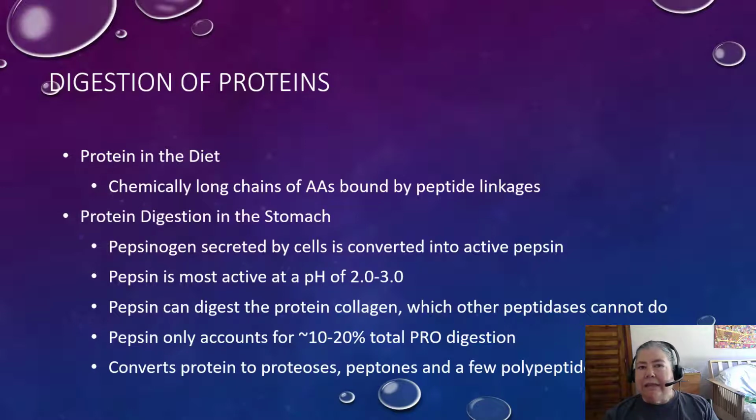Pepsin is the only proteinase that can digest the protein called collagen. The other peptidases that are going to be added in the small intestine can't do that. But pepsin only accounts for 10 to 20% of the total digestion of proteins. It takes long chains and breaks them down into smaller chains that are called proteoses and peptones and polypeptides.